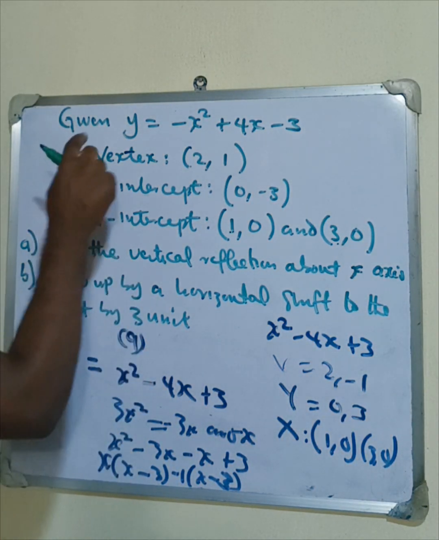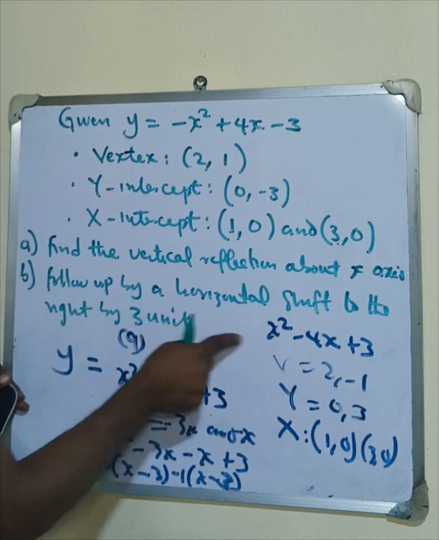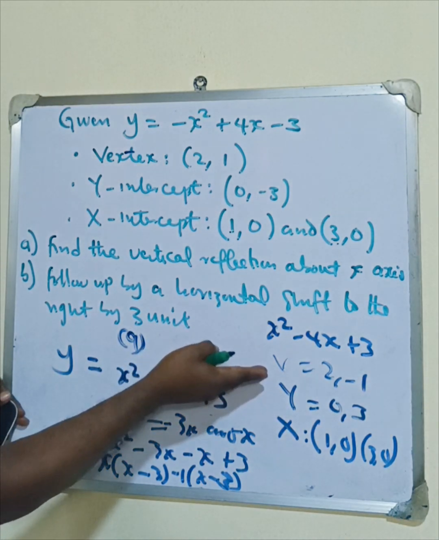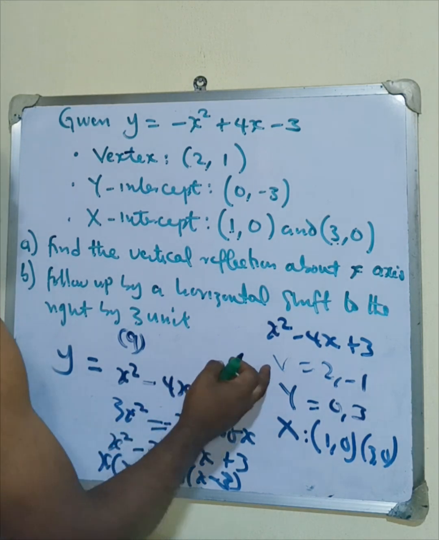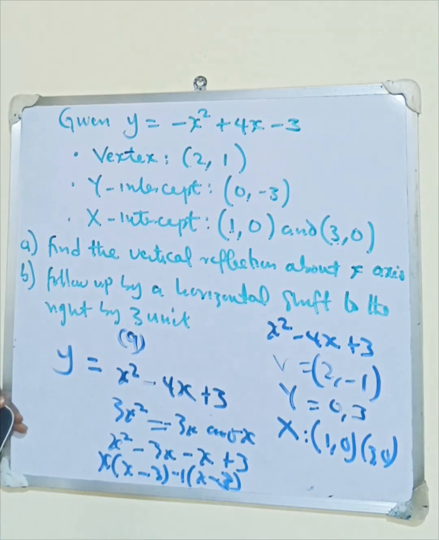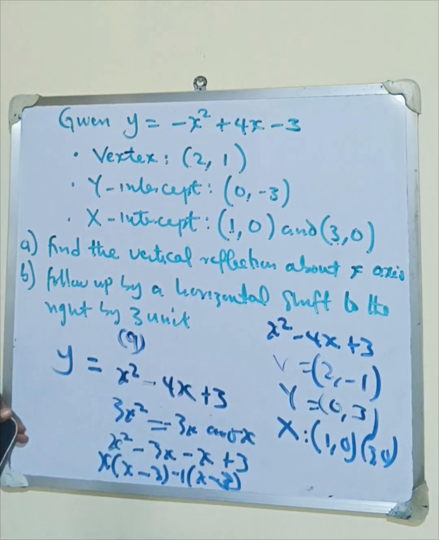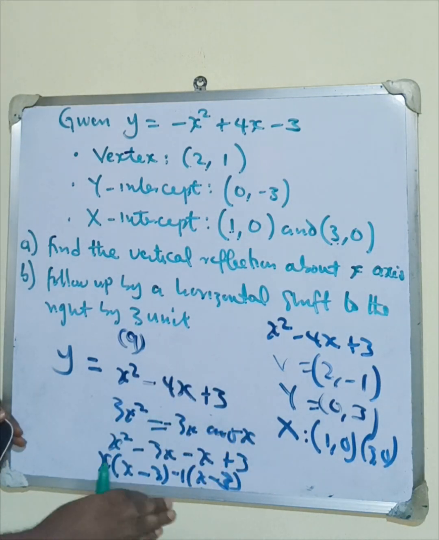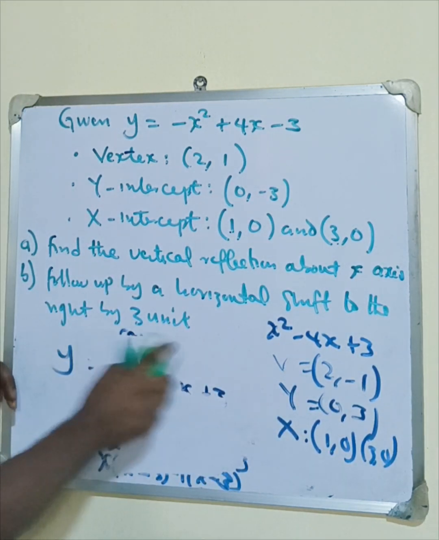So the question has been transformed from here to here. Follow up means you continue from here, not from here again. These are the things you have now. Your equation is x squared minus 4x plus 3, no longer this again. And the vertex is now (2, -1), no longer this again. The y-intercept is now (0, 3), no longer this again. This is the x-intercepts that remain the same thing. So follow up, we start from here. Then let's do B now.